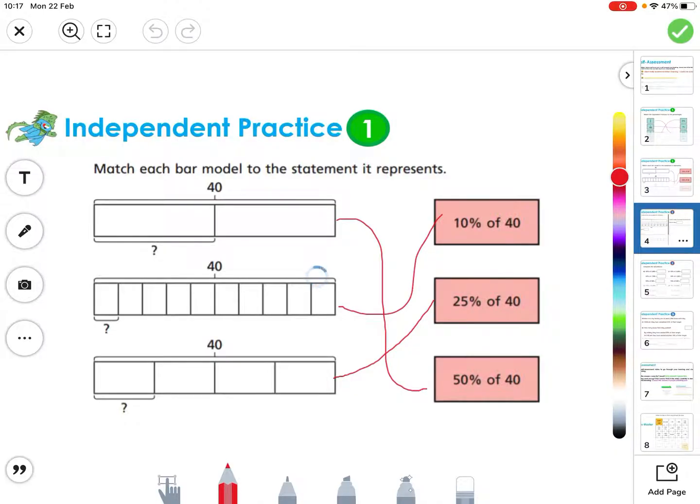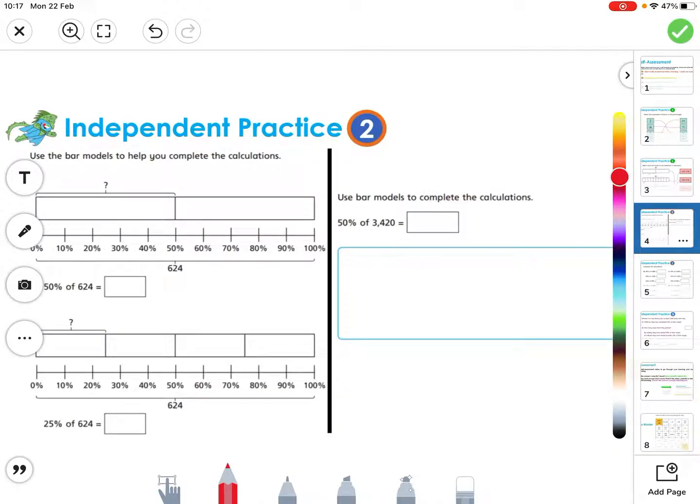Slide number 4. Use the bar models to help you complete the calculations. Okay, so we've got 624, and we need to find 50% of 624. Well, if I halve 624, I'll get 312. And the next one, I need to find 25% of 624. Well, if I know 50% is 312, I can just half that again, and half of 312 is 156.